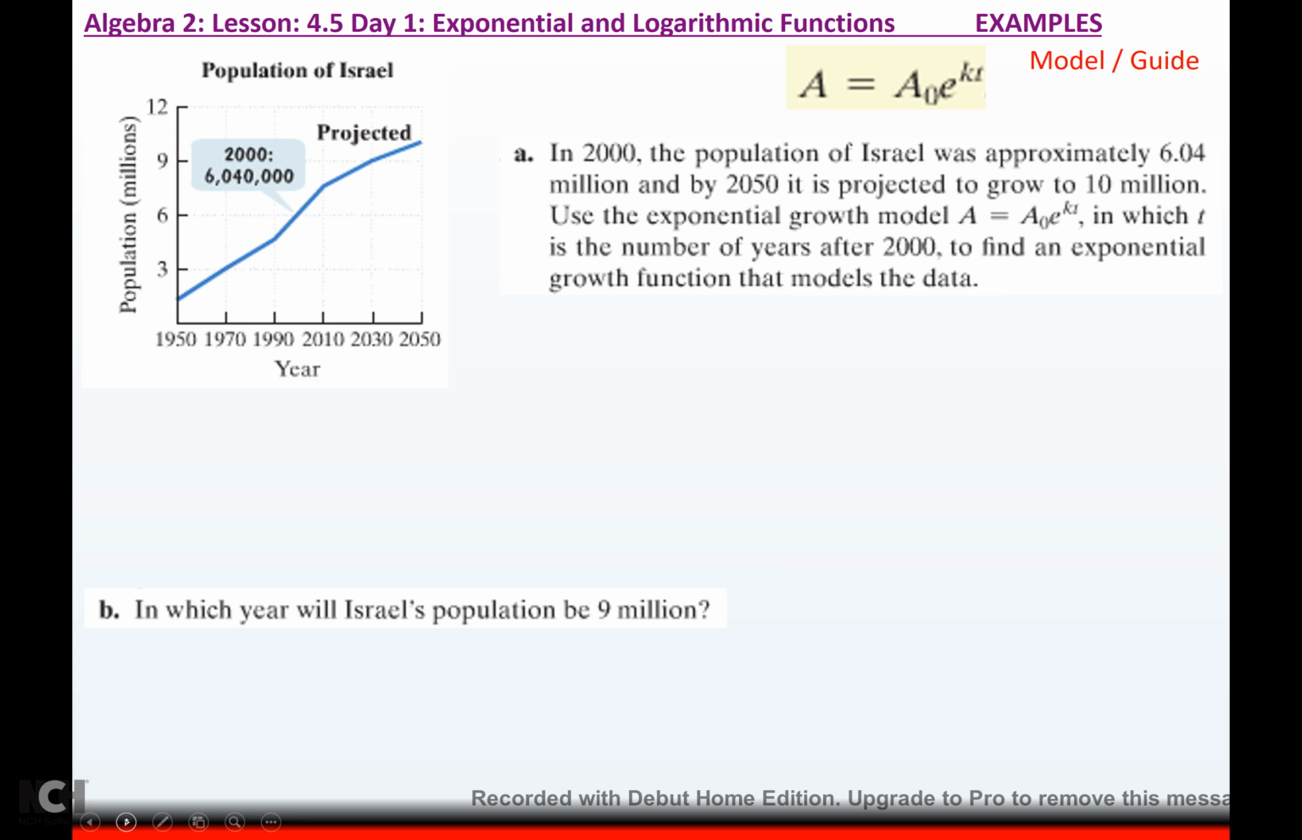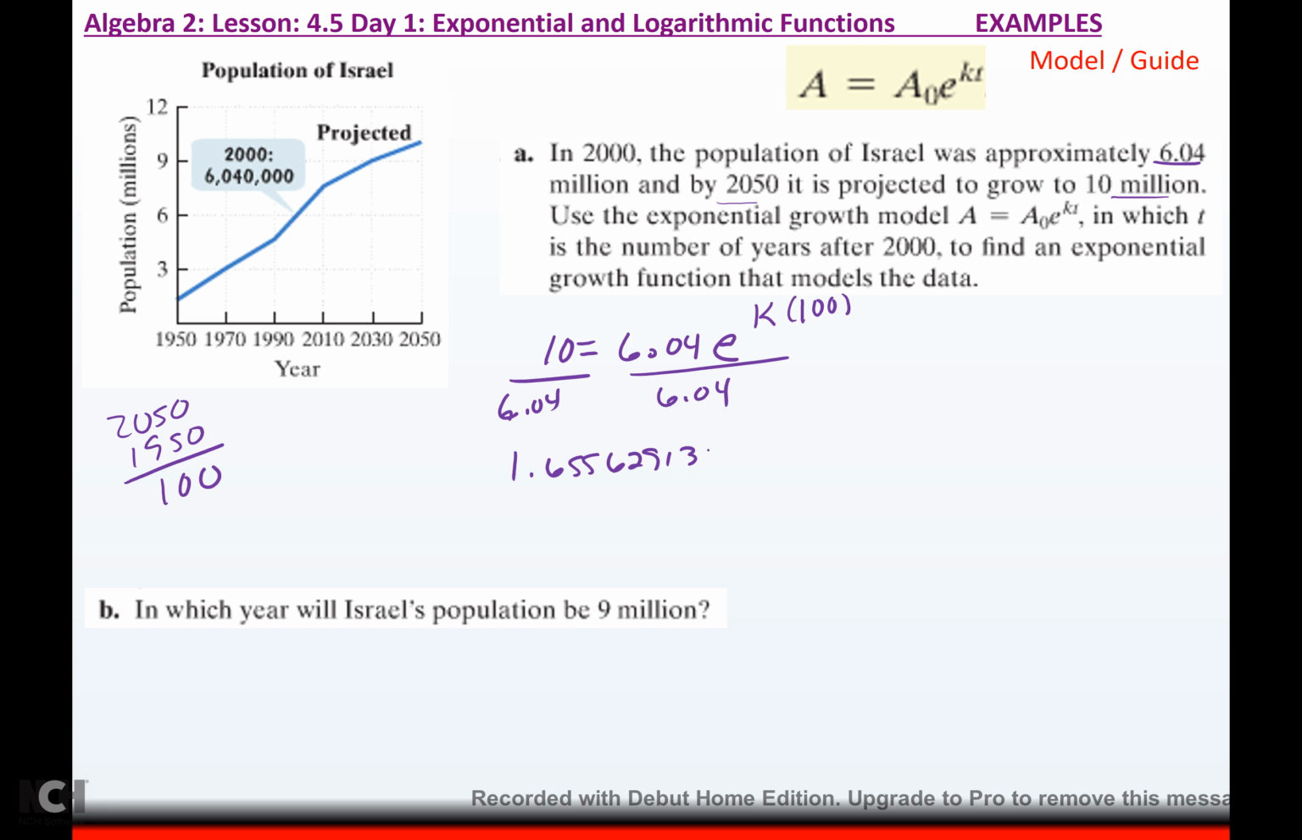Alright, well, let's see. The final amount, the projected final amount, is supposed to be 10 million. So A is 10. Right now, it's approximately 6.04, times e to the k, I don't know. And the span of years from 1950 to 2050 is 100 years, right? So this would be times 100. If I figure out what k is, I'm going to divide by 6.04. 10 divided by 6.04, I get 1.655629139 equals e to the 100k.